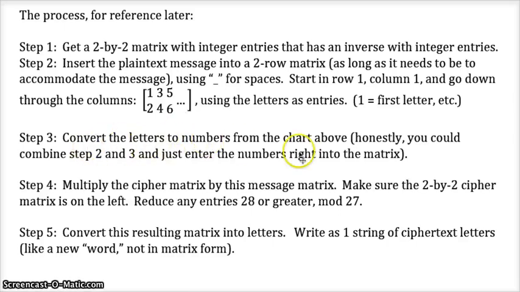Convert the letters to numbers, which we did before. And then we multiply this, so it'll be in numbers from the number chart. Multiply the cipher matrix by the message matrix. So you'll have this 2 by 2 that has the inverse times this thing. So it's the 2 by 2 on the left, I believe, and then this matrix, and you multiply it.